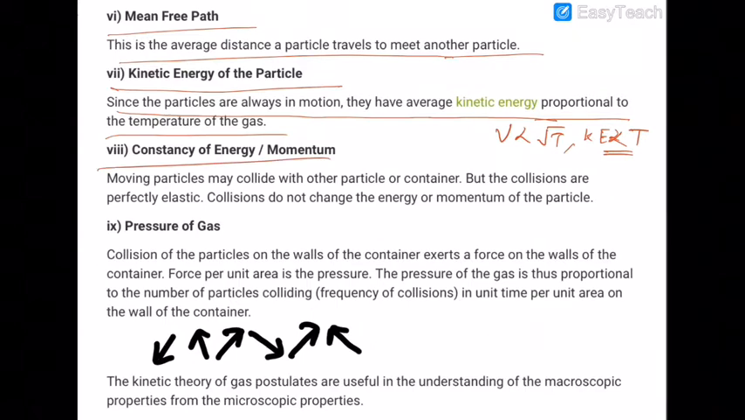Constancy of energy and momentum. Moving particles may collide with each other in a container, but the collisions are perfectly elastic. Collisions do not change the energy or momentum of the particle.